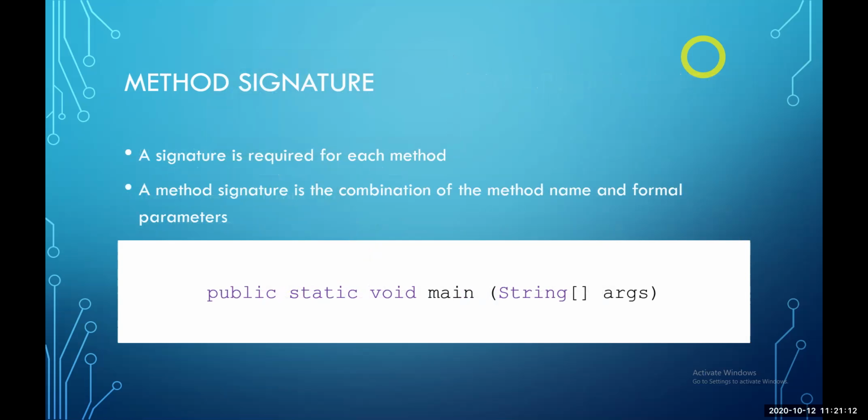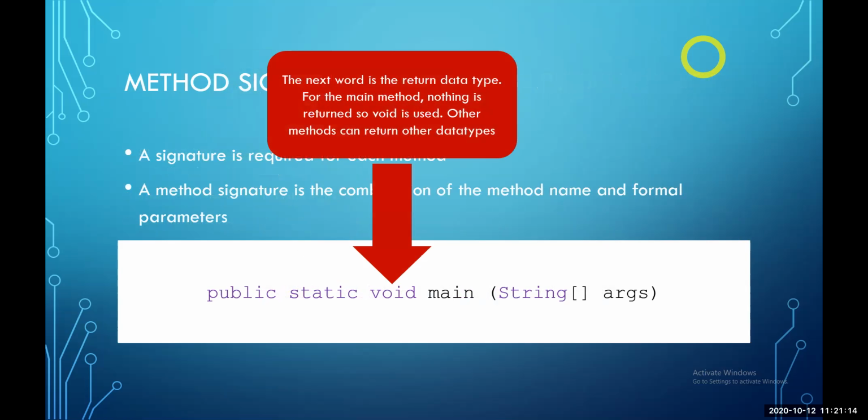All right, we continue. The next word is the return data type. For the main method, it doesn't return anything. It doesn't return a number, it doesn't return anything. So it's void. If you have a method that doesn't return anything, it would be void as well.